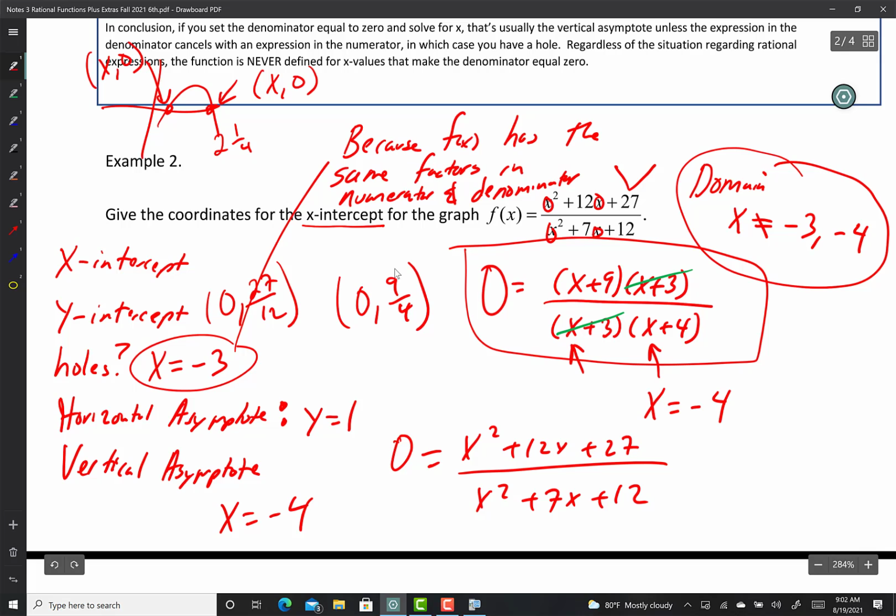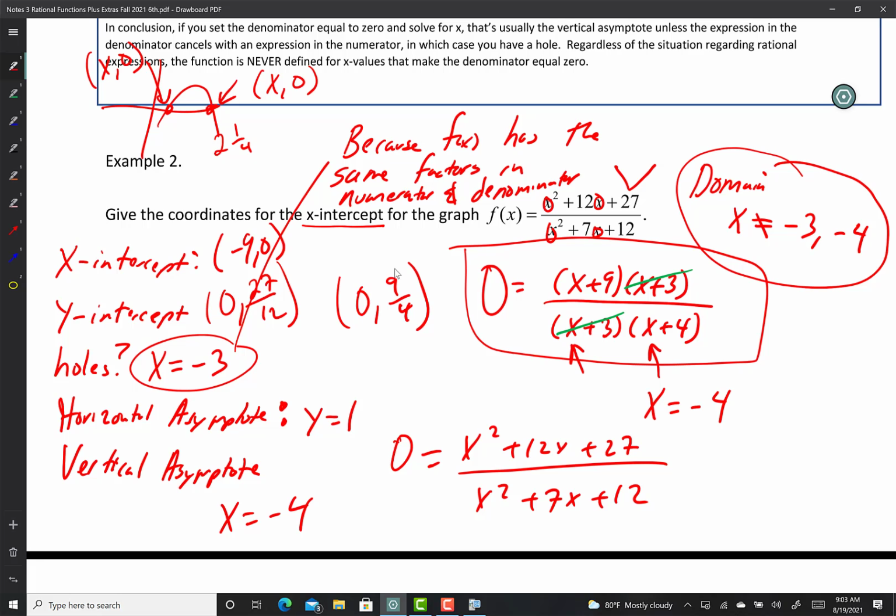I already canceled my x plus 3's, and the only way to get a 0 as an output is if I have 0 divided by any number. Does that make sense to you guys? So then all I got to do is focus my attention on the x plus 9. What will make the x plus 9 0? -9. So my x-intercept is (-9, 0). That's it. Yay or nay?